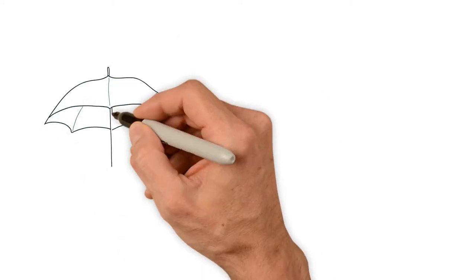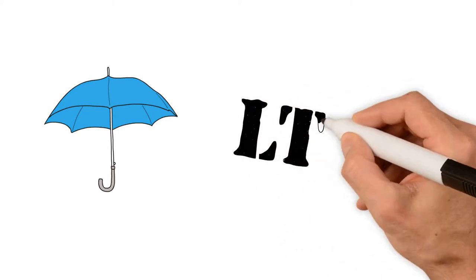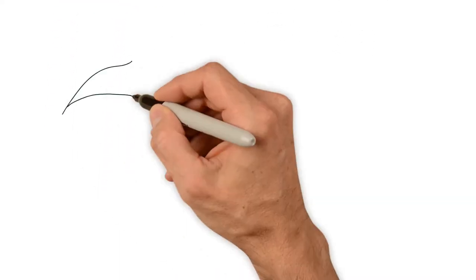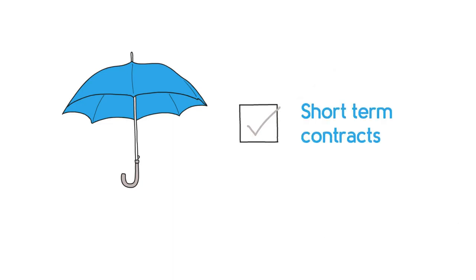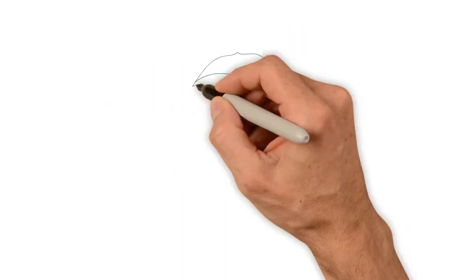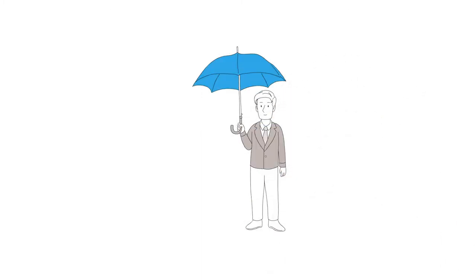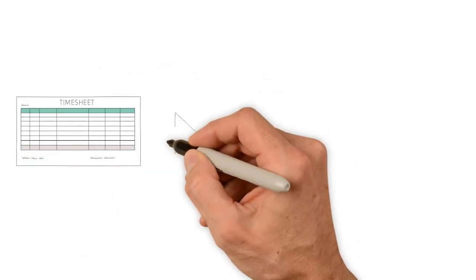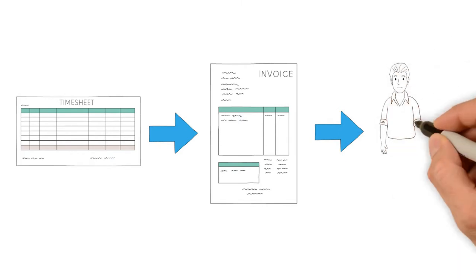Should you set up an umbrella company or a limited company? Umbrella companies are ideal for short-term contracts under £25,000 per year. If you choose an umbrella company, then you become an employee of the umbrella company. You submit timesheets, and they take care of all your national insurance and tax obligations.